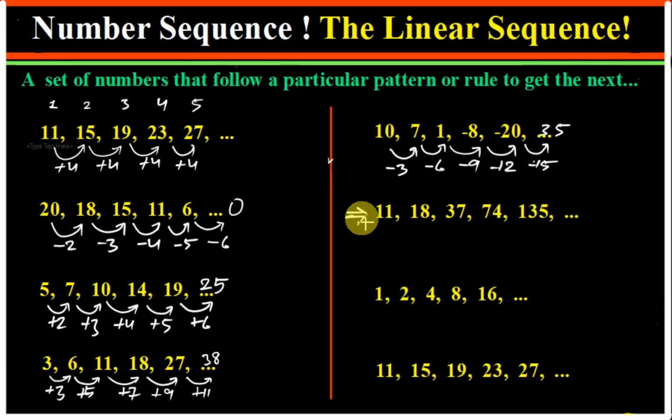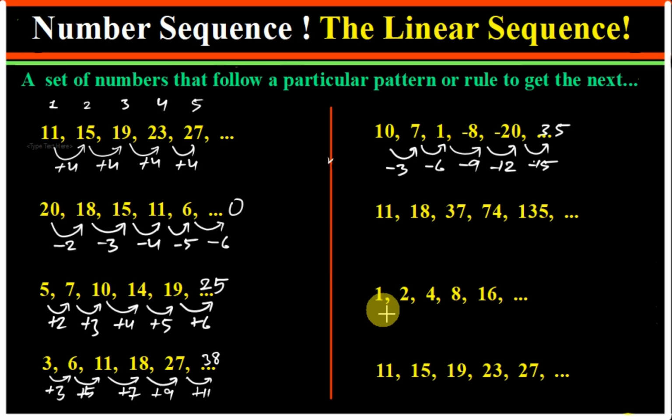Now in the next example here, 11, 18, 37, 74, 135. So what is the pattern in this sequence? If I say the first cube number, 1 cube is 1, and if we add 10, 1 cube plus 10 is 11. Here 2 cube is 8, 8 plus 10 is 18. Here 3 cube is 27, 27 plus 10 is 37. So see, they are following a specific rule. The rule is cube number plus 10. So if we add 10 to the cube number, you get this sequence. So that is why this is also one type of sequence.